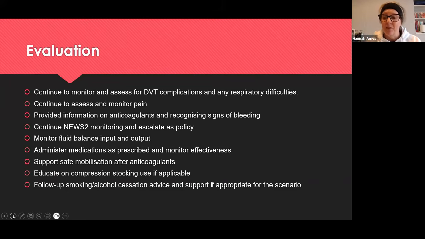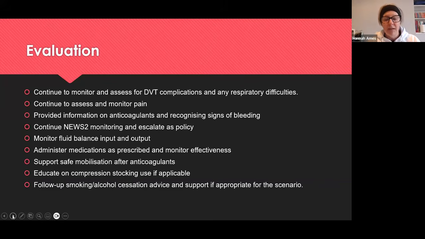So this could be easy bruising, bleeding gums, things like that, blood in the urine, haematuria. We'd also want them to continue to do NEWS2 monitoring hourly and escalate as per policy. Continue a fluid balance chart, again just to minimise any further risk of dehydration. Administer prescribed anticoagulants, monitor for effectiveness and monitor clotting as well. Support safe mobilisation after the start of anticoagulants.